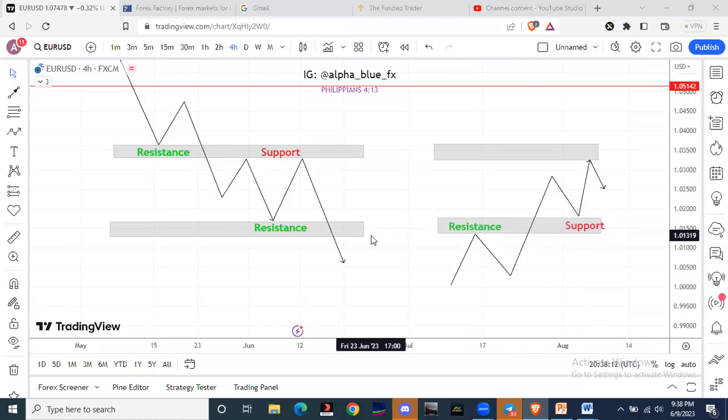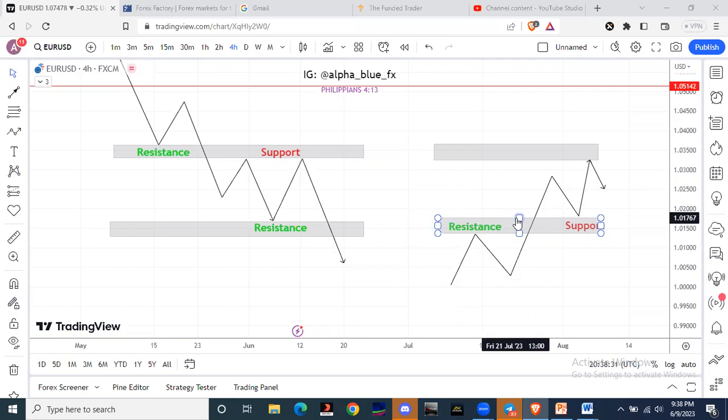So this is actually going to be called a resistance, as you had said. Why? Because it's resisting the direction of price. One thing I'll also add is that these levels could, at any moment, turn from resistance to support.